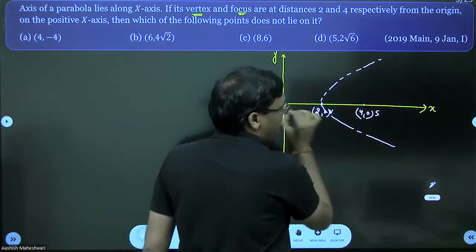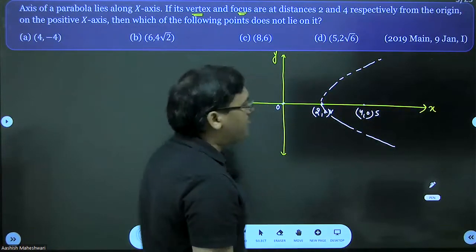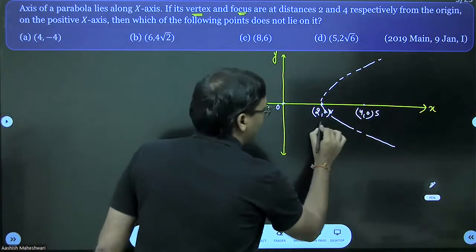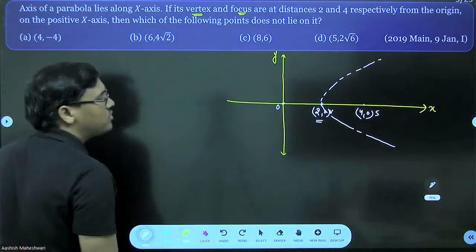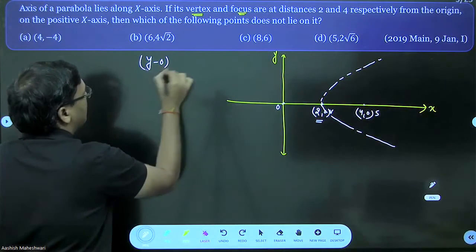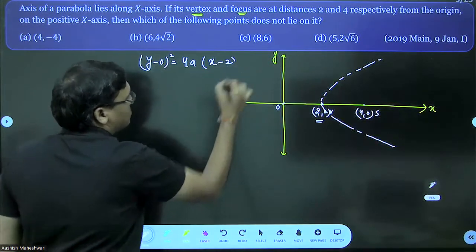You can clearly see this will be the axis of the parabola because vertex and focus are lying on the x-axis only. Now what is the equation of this parabola? You can clearly see this vertex is at (2, 0). So this will be of the form (y - 0)² = 4a(x - 2).